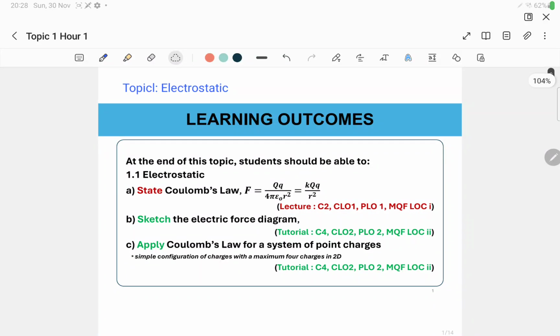Hello all. Okay, so for today we look into topic 1, which is on electrostatics. Basically we have 3 subtopics. The first one is about electrostatics.